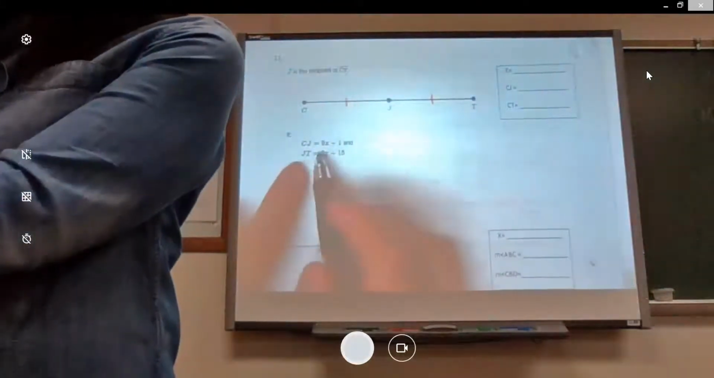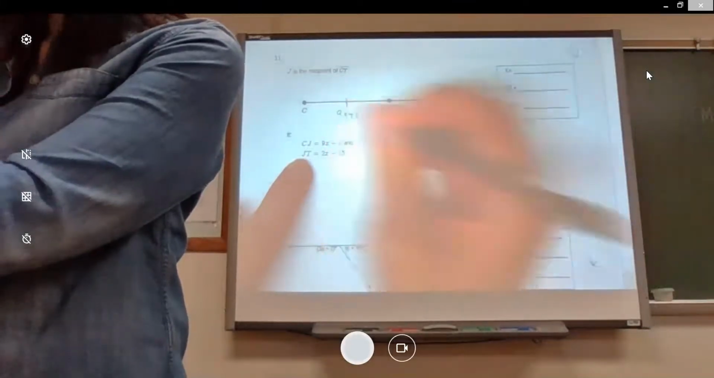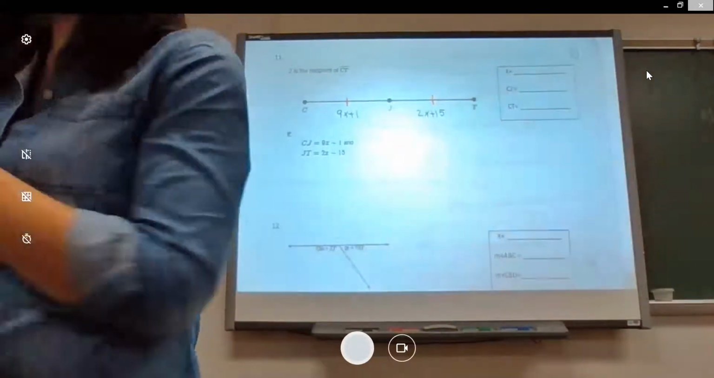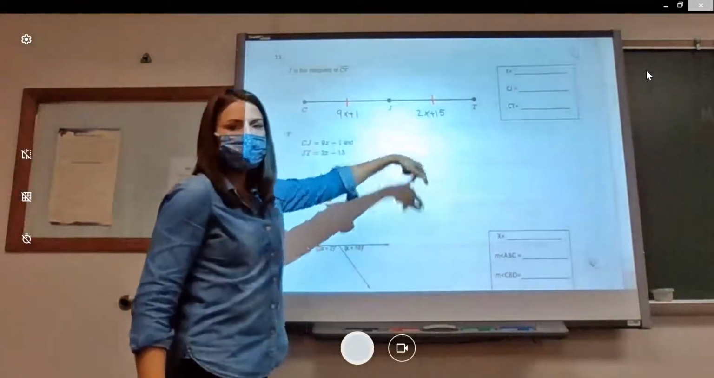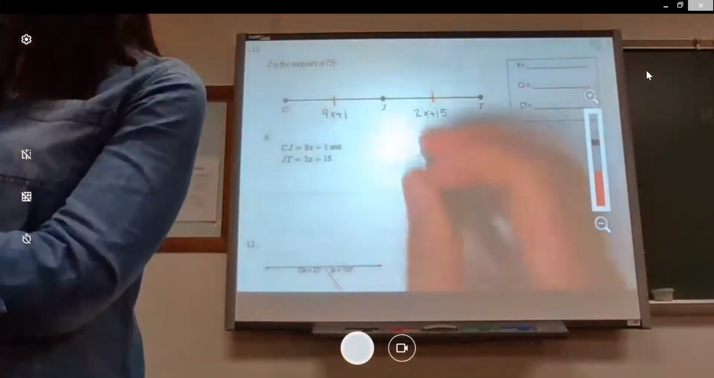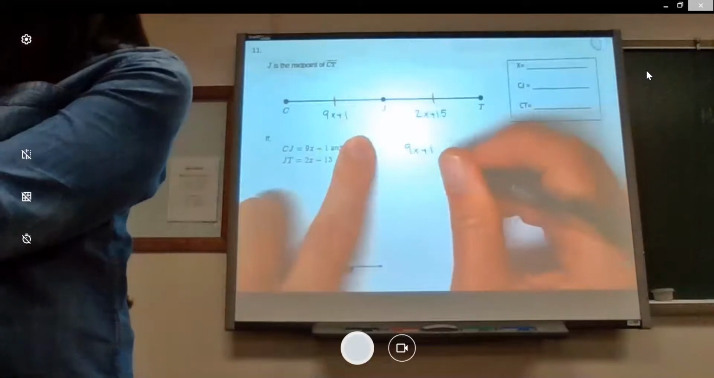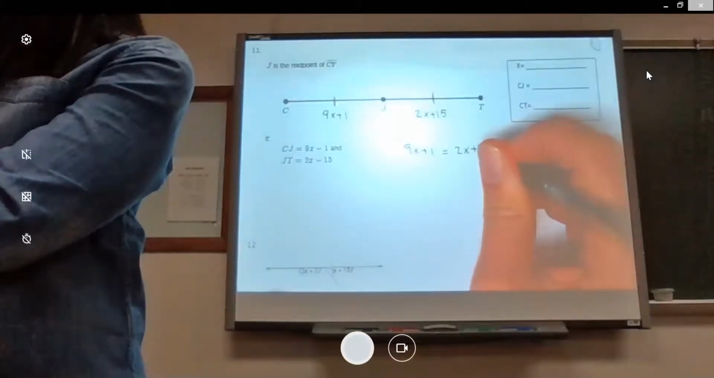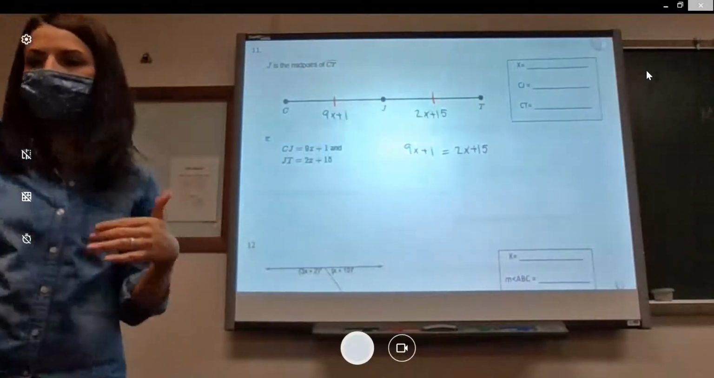And then it tells me CJ, so from C to J, is 9x plus 1. And from J to T is 2x plus 15. So it tells me some info, which I'm then labeling on here, okay? And if they're equal, then that's how I know how to set up my equation. It's the midpoint, so that must mean that this length, CJ, 9x plus 1, is equal to this length, JT, 2x plus 15. Okay, they must be equal, and then that's how I can solve for x.